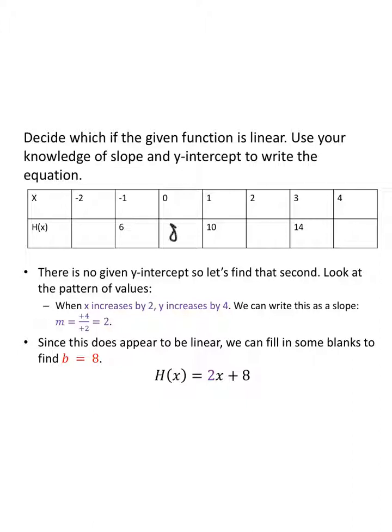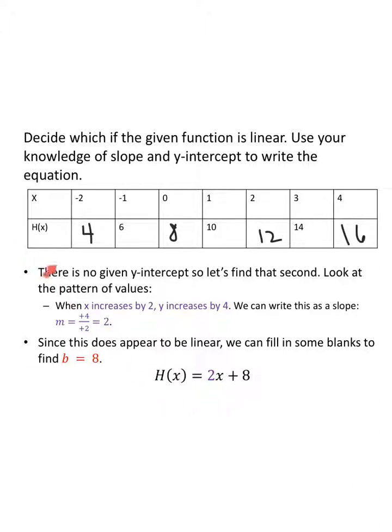6 plus 2 is 8. 10 plus 2 is 12, 14 plus 2 is 16, and going backwards, I do the opposite. Instead of adding 2 to go to the right, I'll subtract 2 to go to the left. And using this, I can now see that my y-intercept is in fact 8.